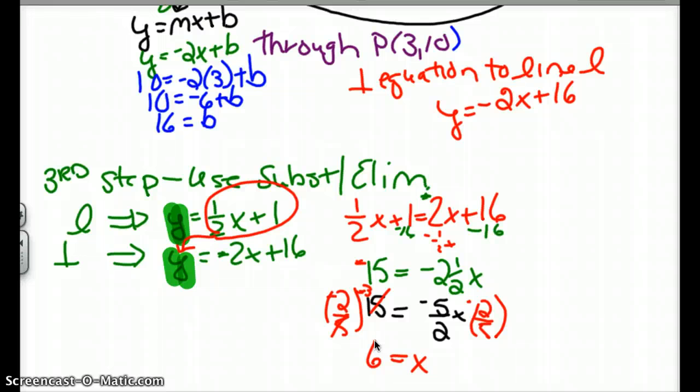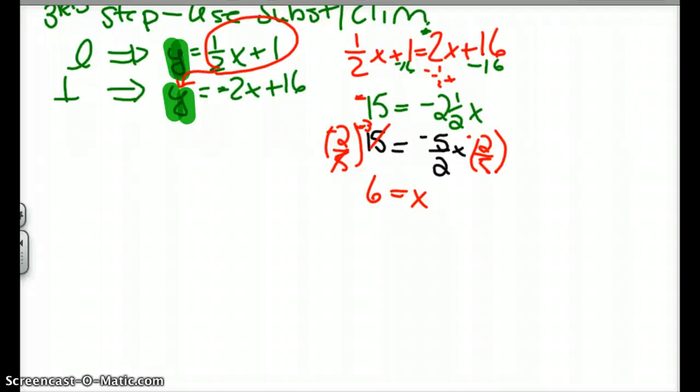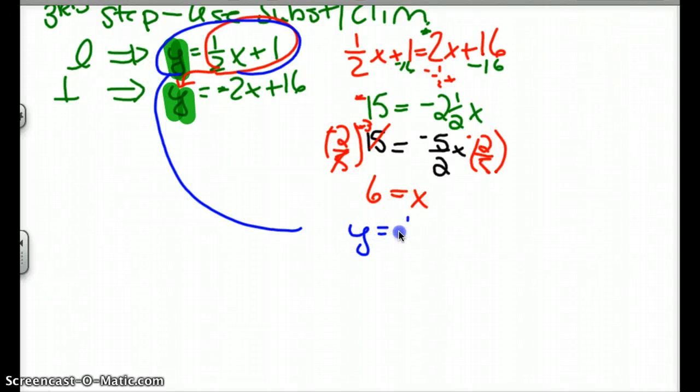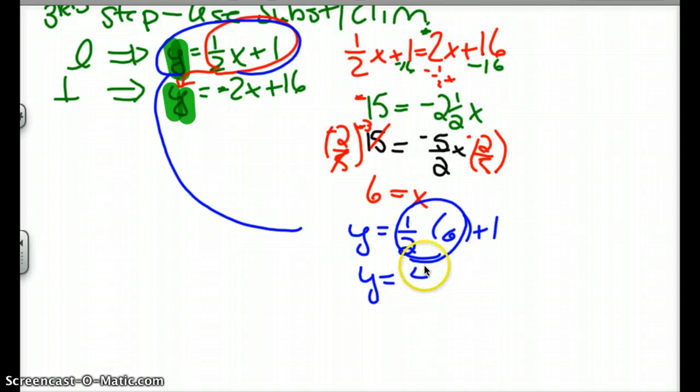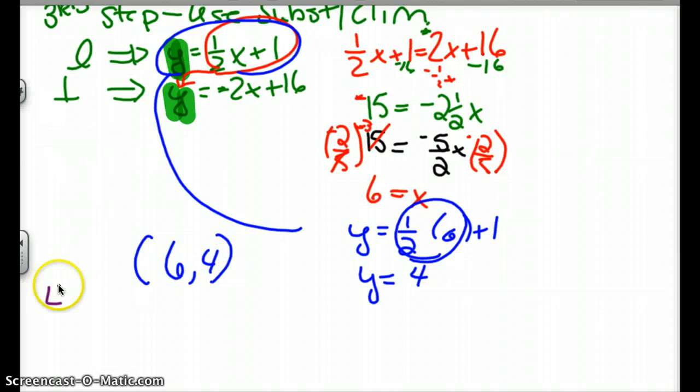Now I need to find my y, so I'm going to plug it into one of these equations. I'm going to plug it into this top one. Y equals half of 6 plus 1. Y equals half of 6 is 3 plus 1 is 4. So that ordered pair is (6, 4). At this point now, I want to find the distance. So the fourth thing is I want to find the distance.